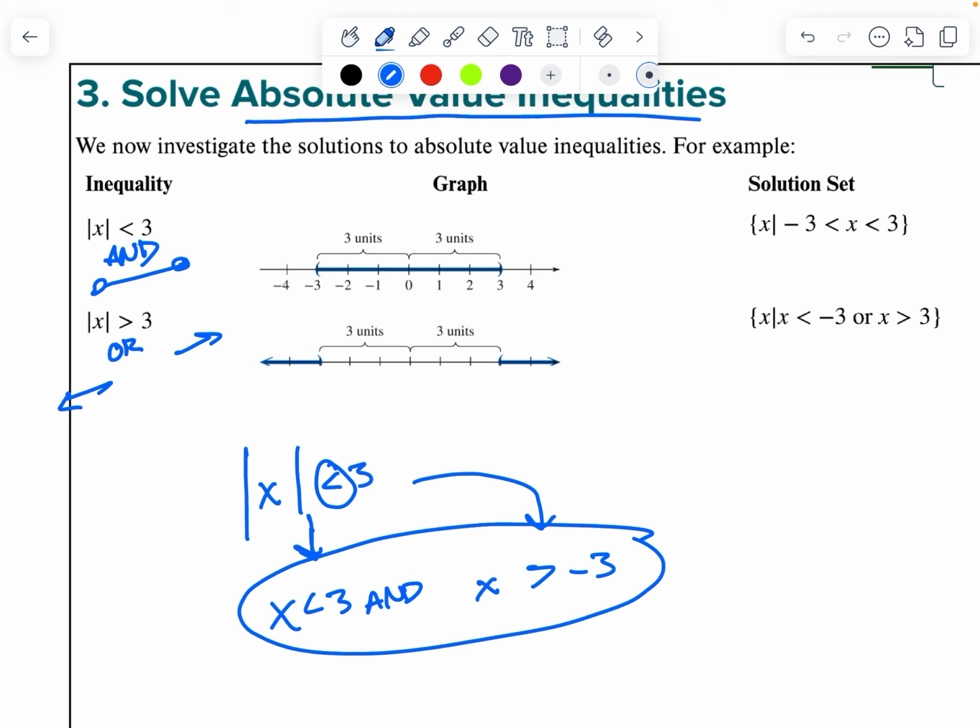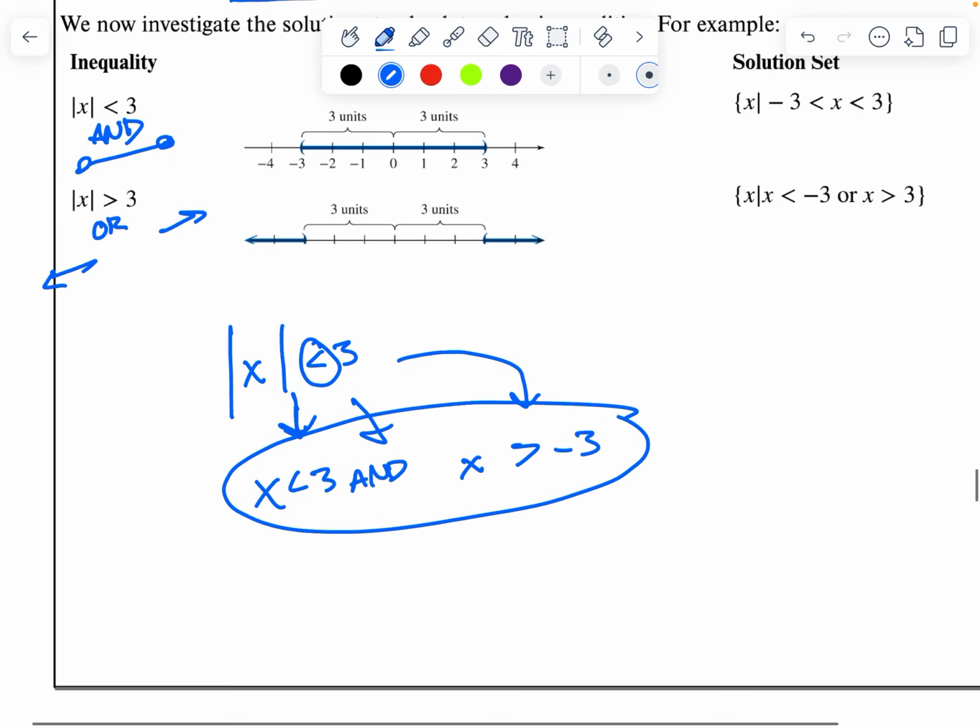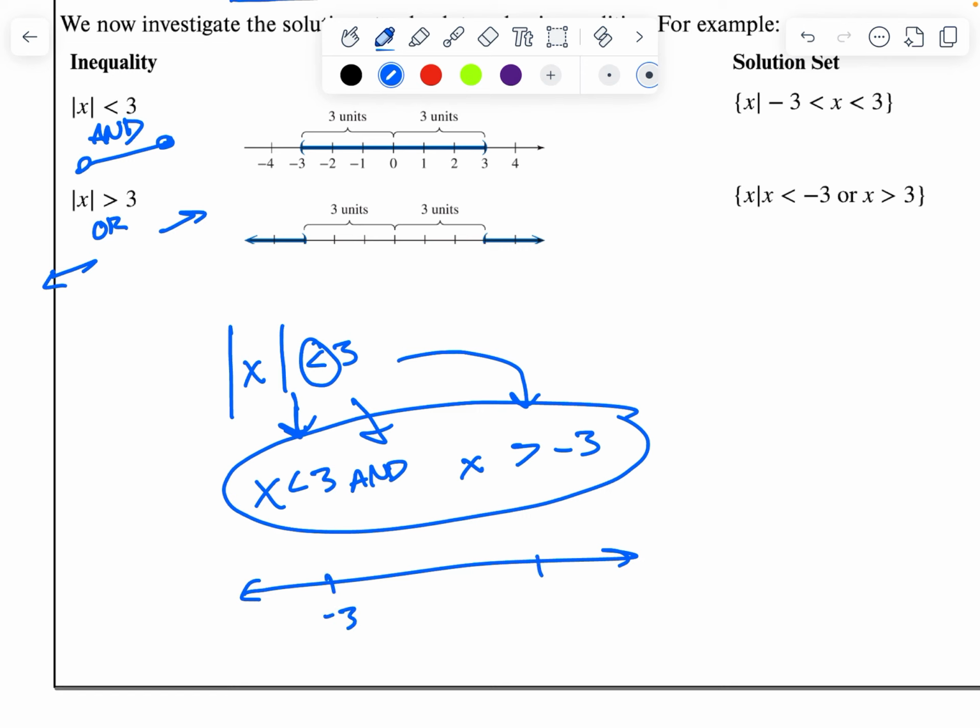This is when you break it into two pieces, you're going to check this. So I broke it into two pieces. It's an and equation, right? So we know we're probably going to shade in between, but let's just check. We have -3, we have 3, 0 somewhere in between those. They're both going to have an open circle. Is 0 less than 3? Yes. Is it also greater than -3? Yes, we can shade there.